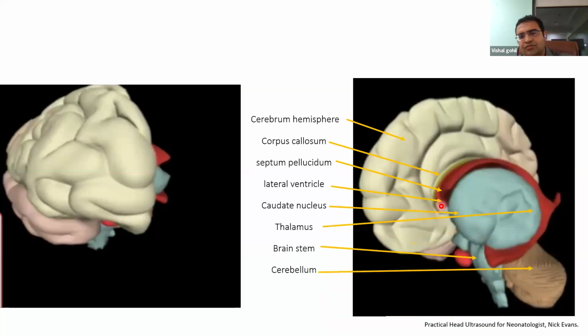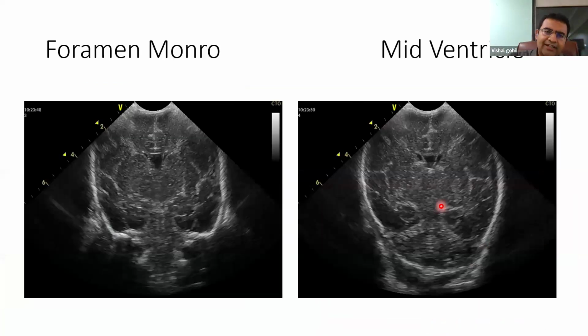So now you know how the anatomy of the cerebral hemisphere is, how the corpus callosum looks in the image, the septum pellucidum. All the things you need to keep in your mind to get the diagnosis. Okay, now I would like to discuss a few views which are very important in view of the IVH diagnosis. These are two views which are most confusing. This is your coronal view, foramen Munro on the left side and right side mid ventricle view. And there is a minor difference between them.